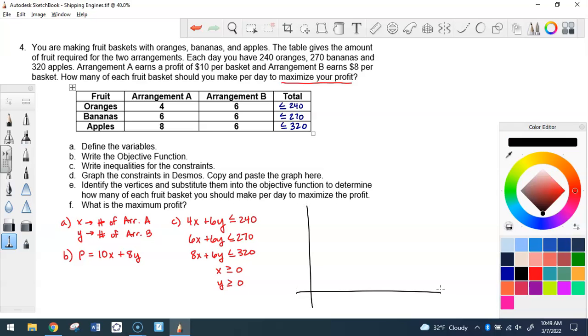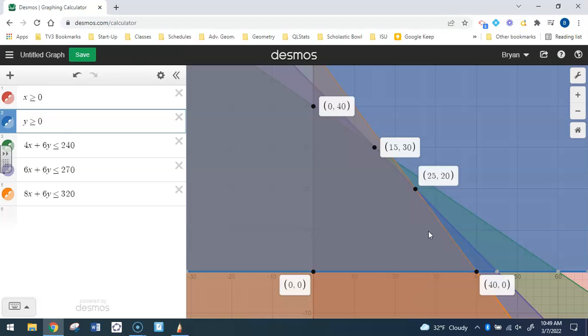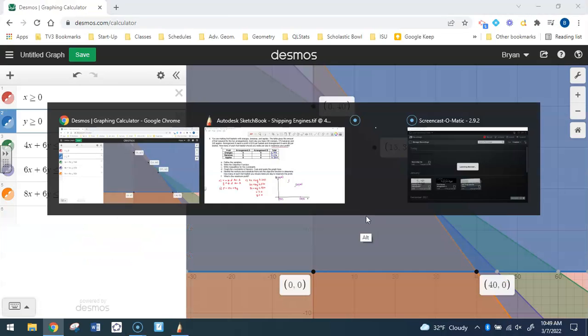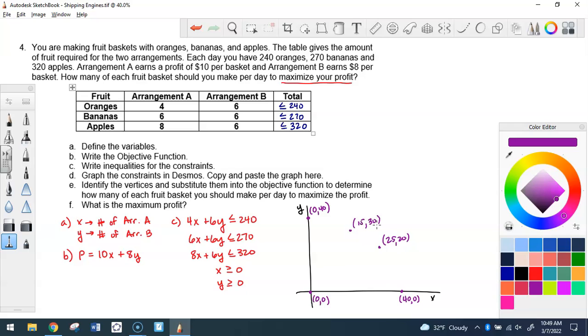So I'm just going to quickly sketch out an x and y axis. And I had a corner at (0, 0). And then, let's see, I'll have to flip back and forth. (0, 40) up here. (40, 0) over here. Then two more, (25, 20) and (15, 30). So maybe about here, I'll graph (25, 20). And up here, maybe I'll graph, I think it was (15, 30). And then I'll connect all of those to show what my feasible region would be.